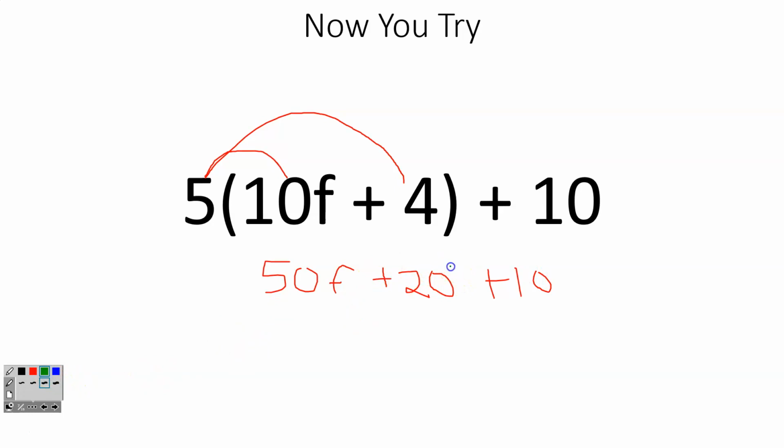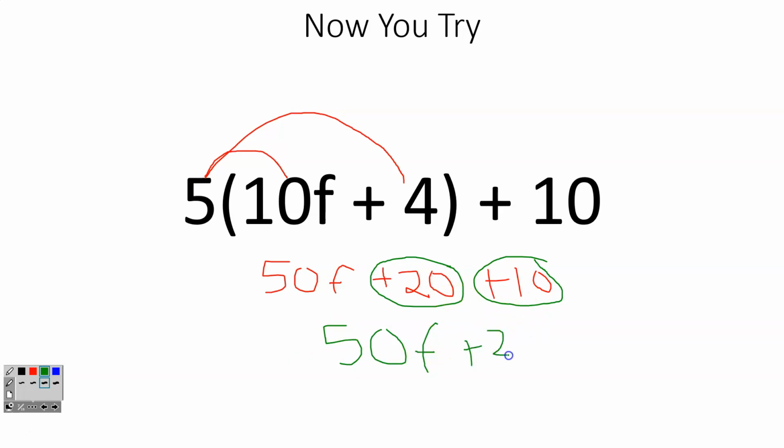Now, if I look at this problem, I see something that I can combine, that are my like terms. A 20 and a 10, neither one of these has a variable. So I'm going to bring down my 15f. 20 plus 10 gives me a 30.